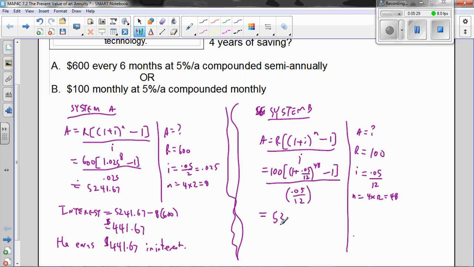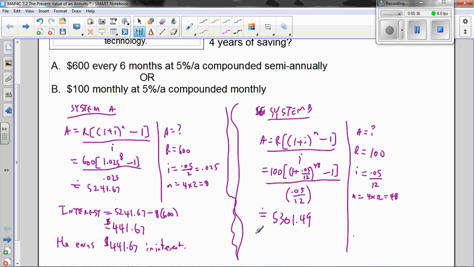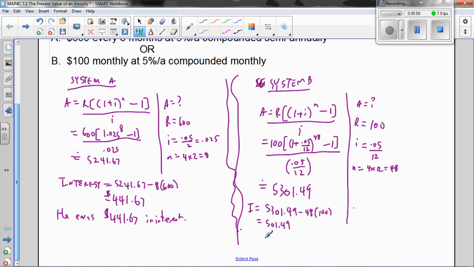So I get 5,301.49. I can see that's a little bit more, but in the same ballpark. Interest is the amount at the end, subtract the payments. There's 48 payments of $100. Still the same $4,800 out of pocket, but this time Ferd makes a little over 500 bucks, doesn't he? So, what's the moral? It seems like the more frequent payments is more interest.